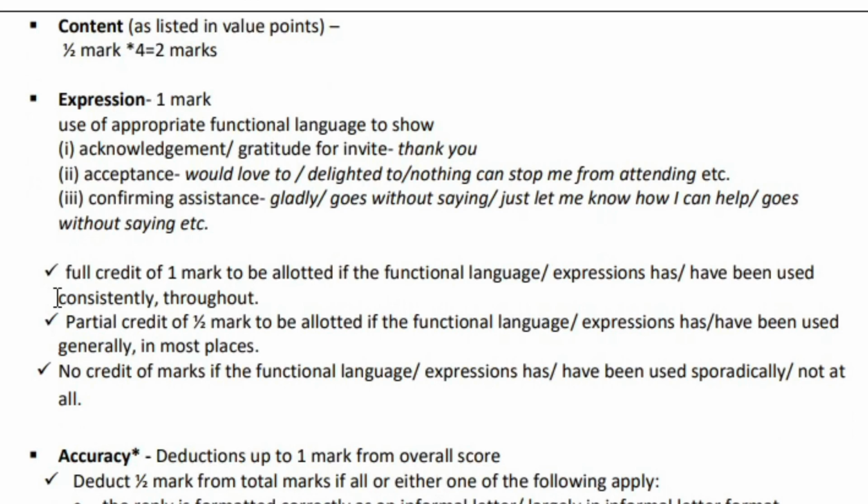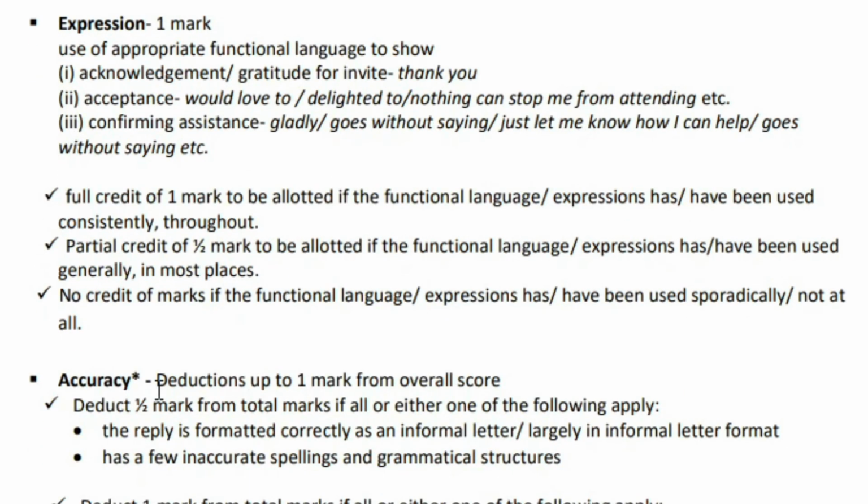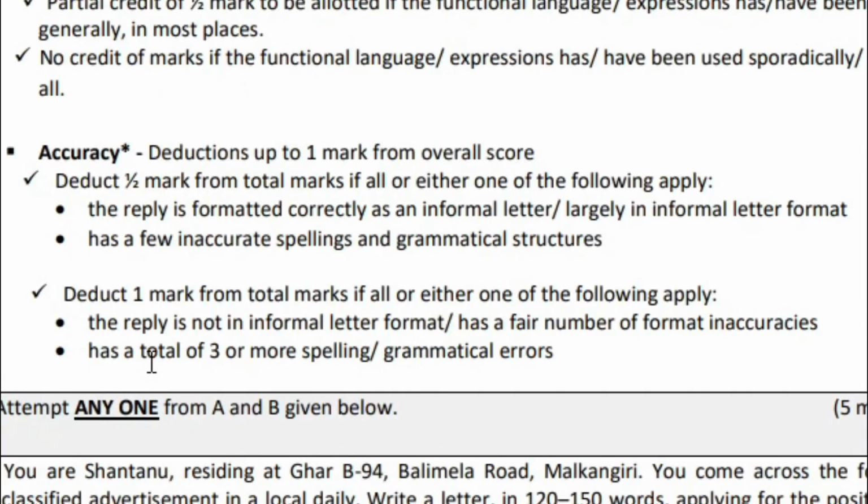Now, how are they going to award marks? Full credit of 1 mark to be allotted if the functional language expressions have been used consistently throughout. So the functional language must be given importance when you are structuring your answer while attempting the question. Partial credit of half mark to be allotted if the functional language or expressions have been used generally in most places, but no credit if the functional language expressions have been used sporadically or not at all. That means you need to use functional language in the writing skills. And then what is accuracy? I'll explain this expression and accuracy only for this question. Later on you will understand for the remaining questions automatically.